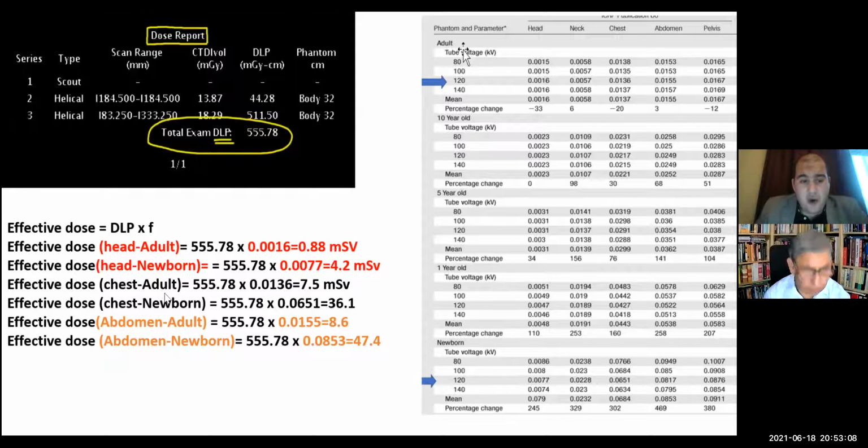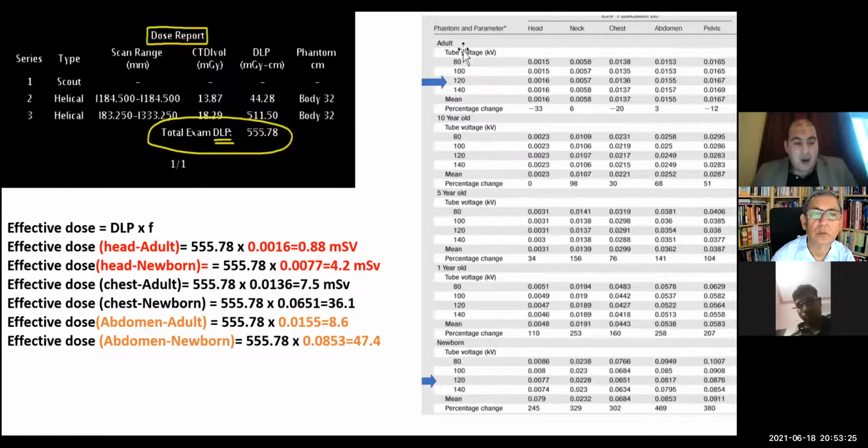Also for chest, for another body region, for adult, you will use another conversion factor. It is 7.5. Sometimes using the same dose parameters for newborn, you'll find a lot of technicians doing this. Unfortunately, I'm sorry for saying that, but it's actually happening in our radiology center.